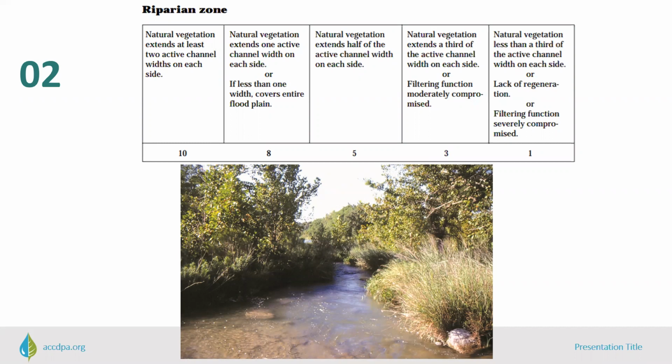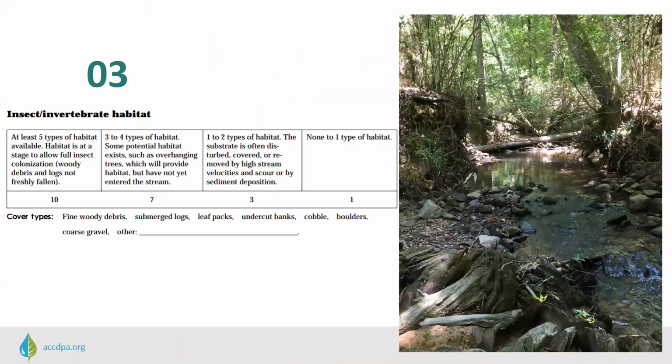And one more, we didn't talk about invertebrate habitat as one of our examples, but if you look at the cover types below the rankings, you can see some examples. So if it was a 10, there'd be at least 5 types. 7 would be 3 to 4 types. So what would you rank this for insect or macroinvertebrate habitat based on the cover types listed there? How many can you see in the picture?